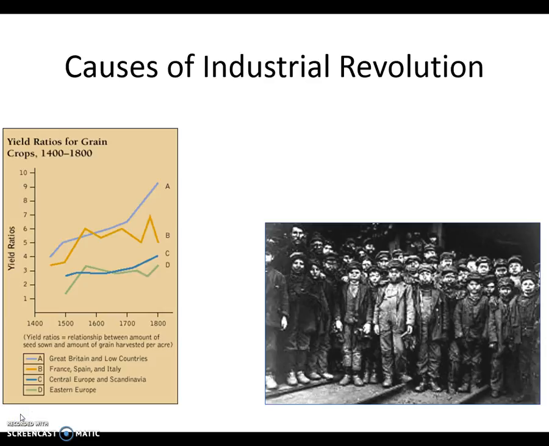First, for natural resources, there was an increase in coal production. They had a lot of coal in Britain, which fueled the Industrial Revolution. Here's a picture of children coal workers. You can see that they were going down getting the coal, but you can see the black smut that was all over them from the coal.